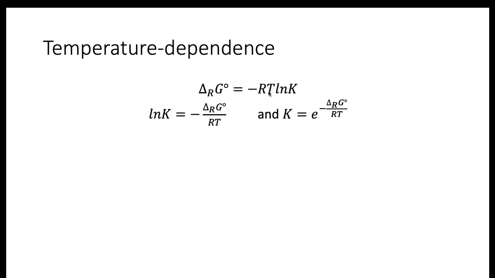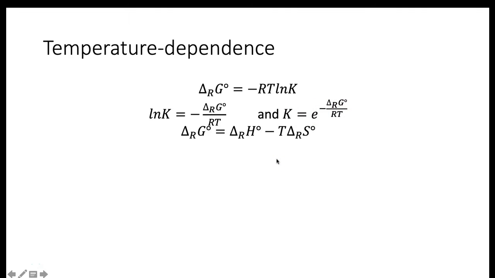So let's look at the temperature dependence of Gibbs free energy. We automatically have a temperature dependence here, so there is an RT term to this, but that was the definition of our standard Gibbs free energy of reaction. We can rearrange this so the natural log of K is equal to minus delta G over RT, or K is the exponential of this term, so we remove the natural log.